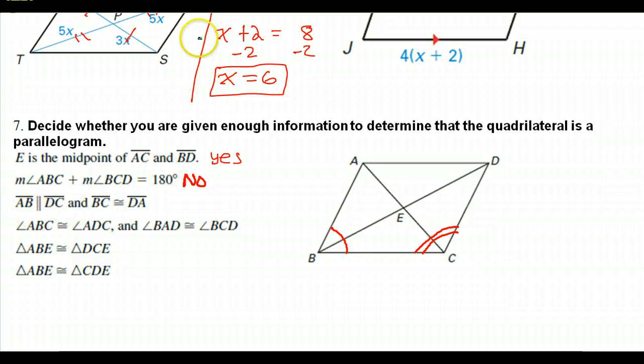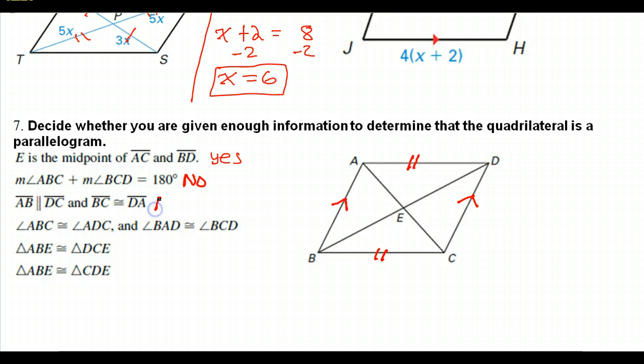So let's see. Next one. AB is parallel to DC. So let's start over. AB is parallel to DC. So here's AB, and we show parallel with arrows. So these are parallel. And BC is parallel to DA. No, not parallel. BC is congruent to DA. So there's BC being congruent to DA. Is this enough information to know that this is a parallelogram?